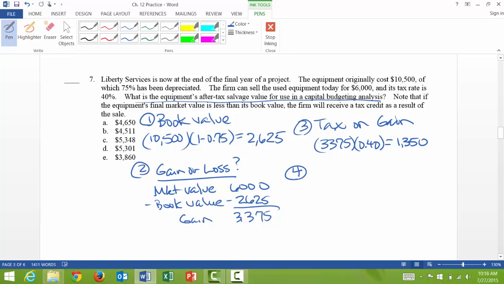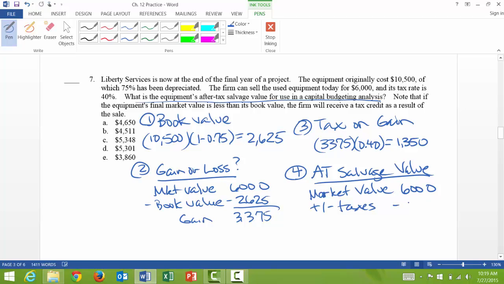Then the fourth part is to figure out what they want, the after-tax salvage value. And so what we do here is we just take the market value plus or minus the taxes. And since we have taxes we have to pay, it's a minus. So the market value is 6,000 minus the taxes of 1,350, and we get 4,650. And that's answer A.